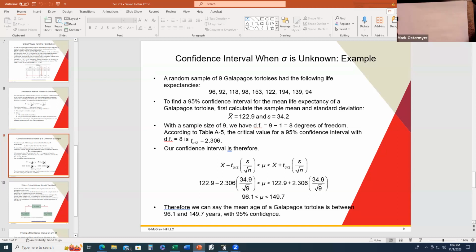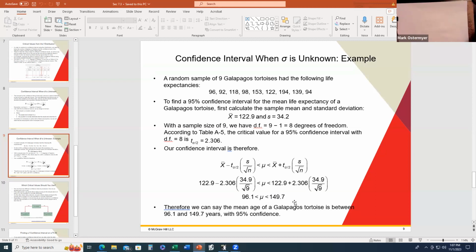So we're therefore 95% confident that the actual population mean lifetime for all these turtles lies between 96 years and 149.7 years. Okay, that's your 95% confidence interval. Any questions how we built it manually? All right, so that's how you build your T interval manually. How would we build this interval using our calculator?